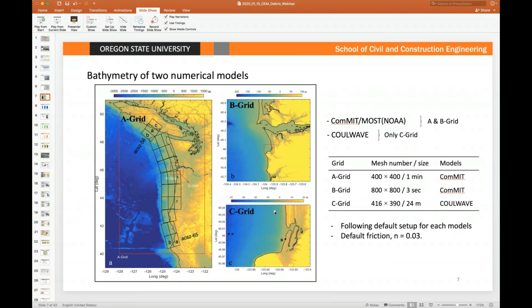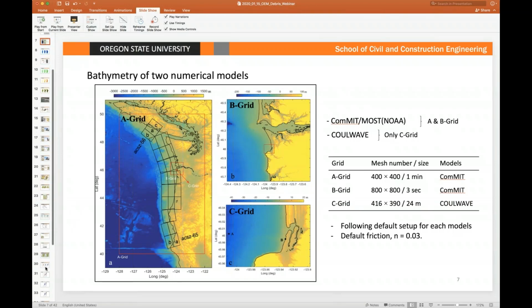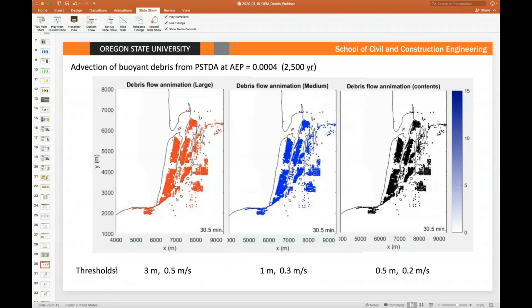And then for the finest grid, we used the model from Pat Lynett at Southern California, which is called COULWAVE. That allowed us to do the detailed simulations in Seaside. And then for the advection, we added some very simple rules about when a particle starts moving. These are rules that we typically use for sediment transport, for example.